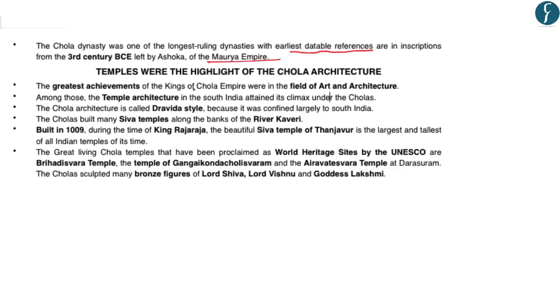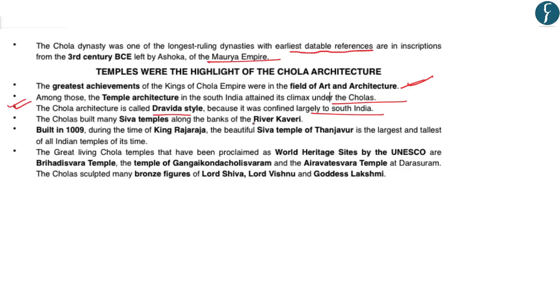Now we know that temples are the highlights of the Chola architecture. So let's see some of these important aspects. The greatest achievements of the kings of Chola Empire were in the fields of art and architecture. Among those, the temple architecture in South India attained its climax under the Chola empires. The Chola architecture is called Dravida style because it was confined largely to South India. Now this is a very important aspect which says Chola architecture is called the Dravida style.